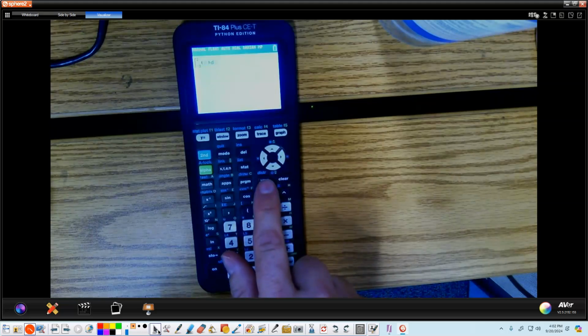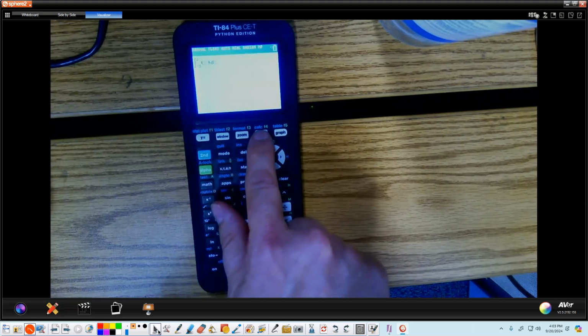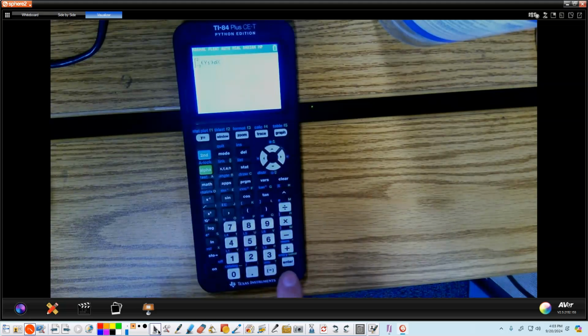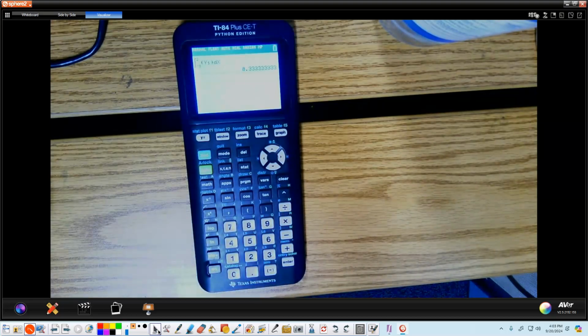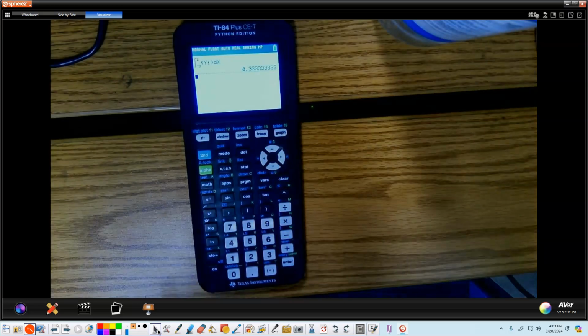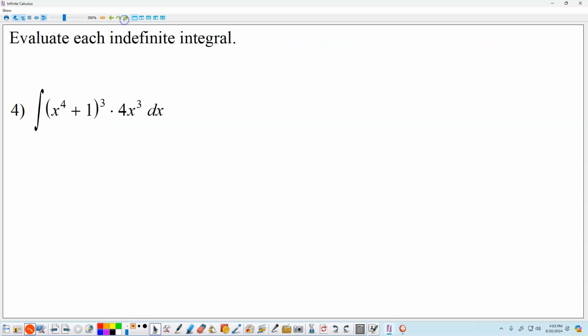You can use the vars option, which I've shown in previous videos, but I showed you guys a shortcut in class to get the y1, which is alpha trace, and then you can choose option 1 there. And there's my y1. Put an x there, push enter, and we get 8.3333. So that's the same answer I got in doing it by hand. It's just that this is a decimal version of the same answer. Right, so whether you do it by hand or with a calculator, both options will be available for you, but there it is. All right, let's go ahead and move on to question number 4.